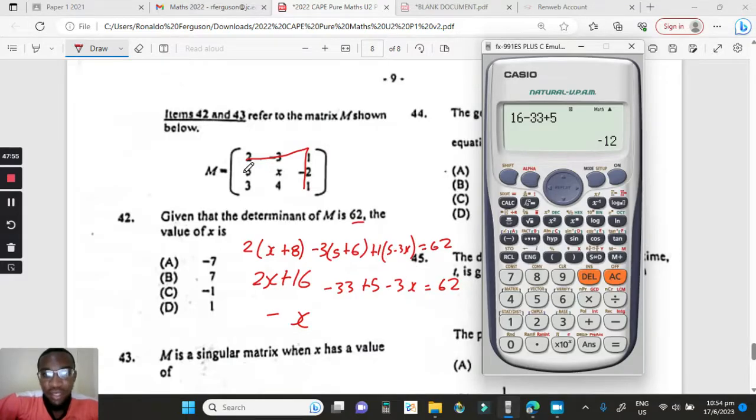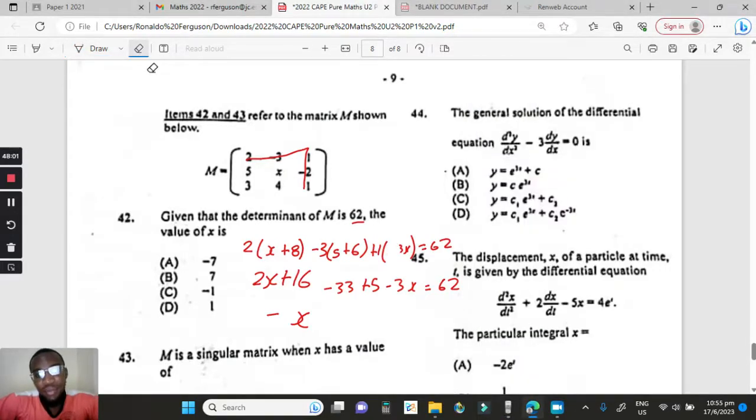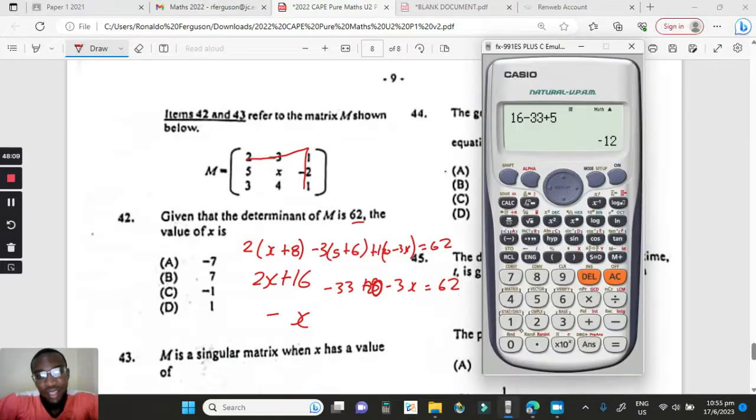Make sure we didn't do anything wrong. So 5 times 4 is actually 20. See there? Giving it away, this is supposed to be 20 minus 3x. This would be 20 here. So now let me re-put that in the calculator. It's 16 minus 33 plus 20. That's positive 3.